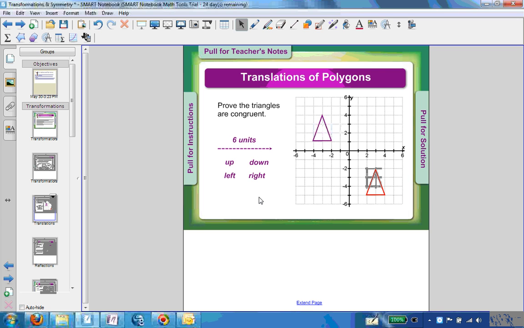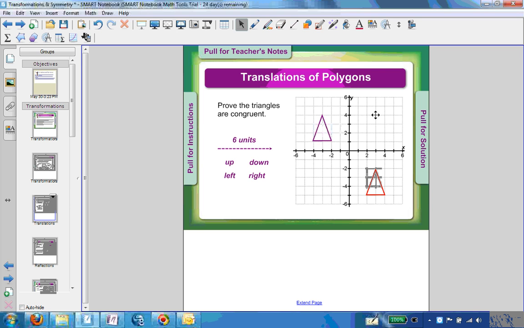So let's look at examples of each. Here we're looking at a translation of a polygon. If we want to move 6 units to get to where this red triangle is, we have to think about whether we're moving up, down, left, or right. So if we follow each of these vertices over, we'll see we can move 1, 2, 3, 4, 5, 6 to the right in order to move the top vertex over to where the red triangle is.